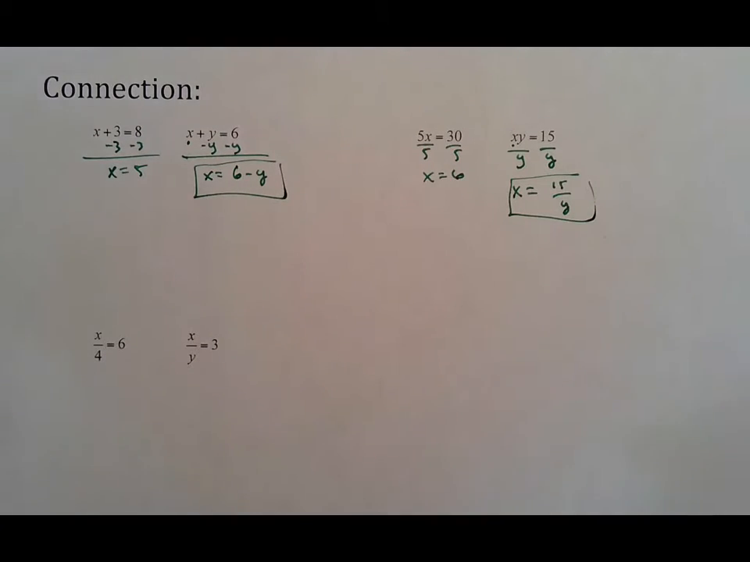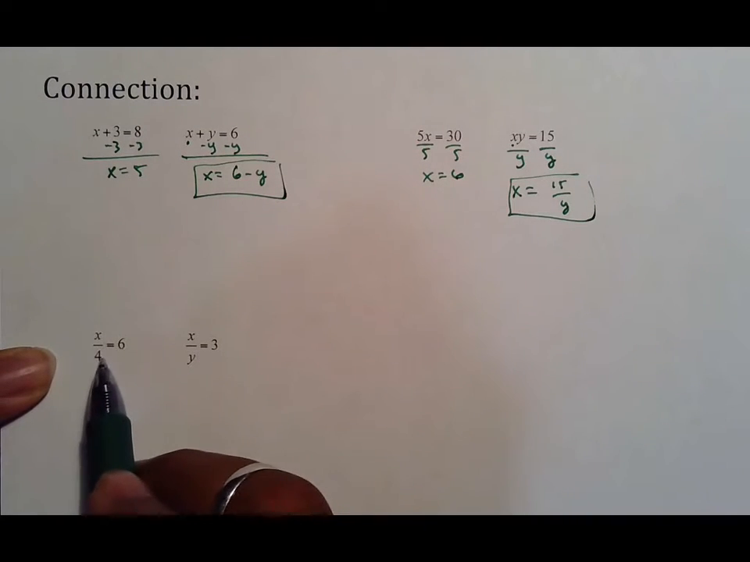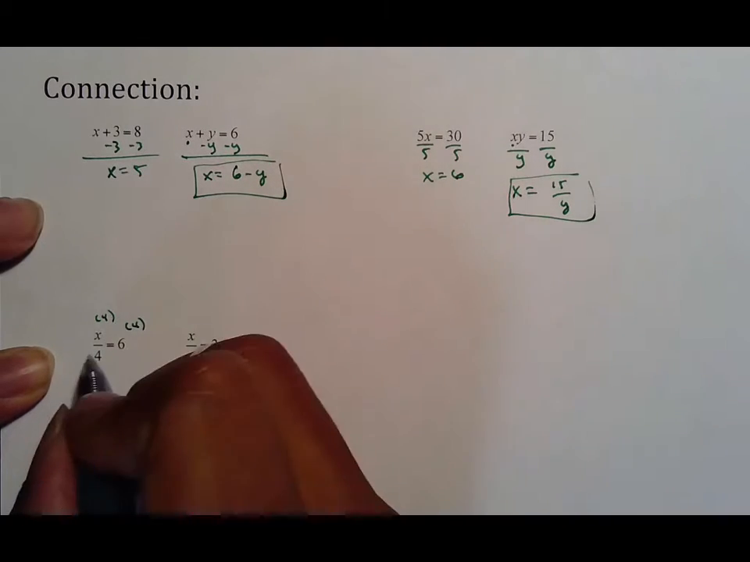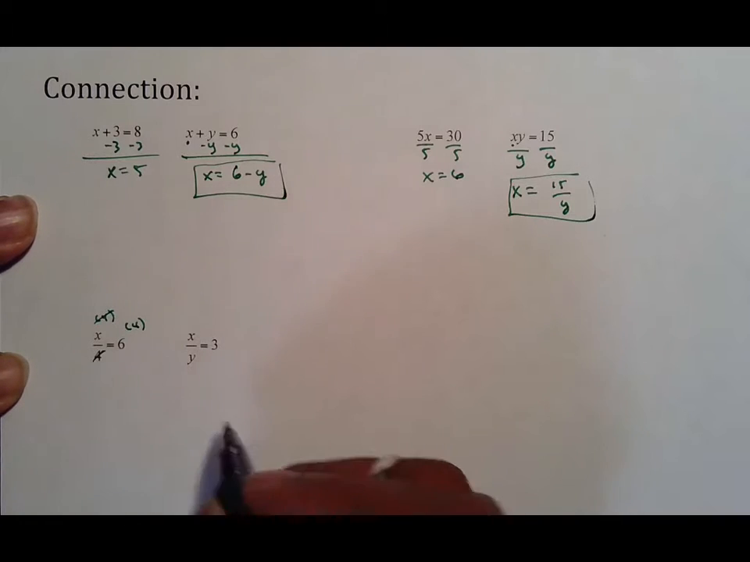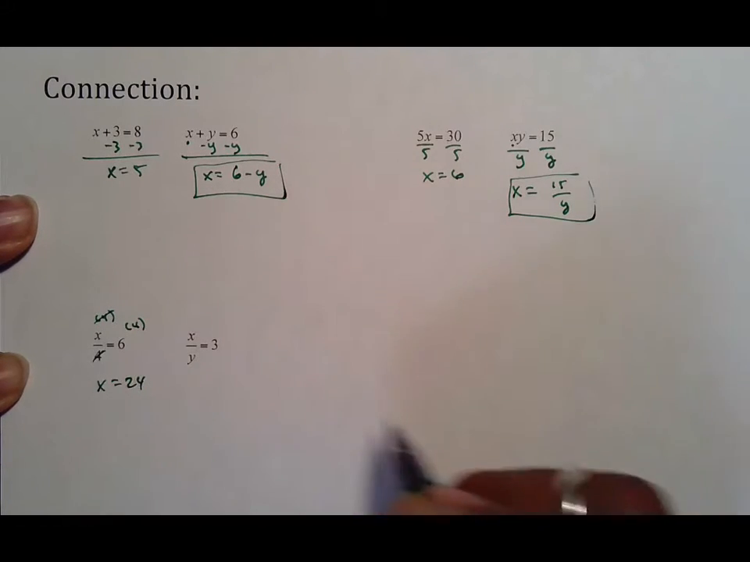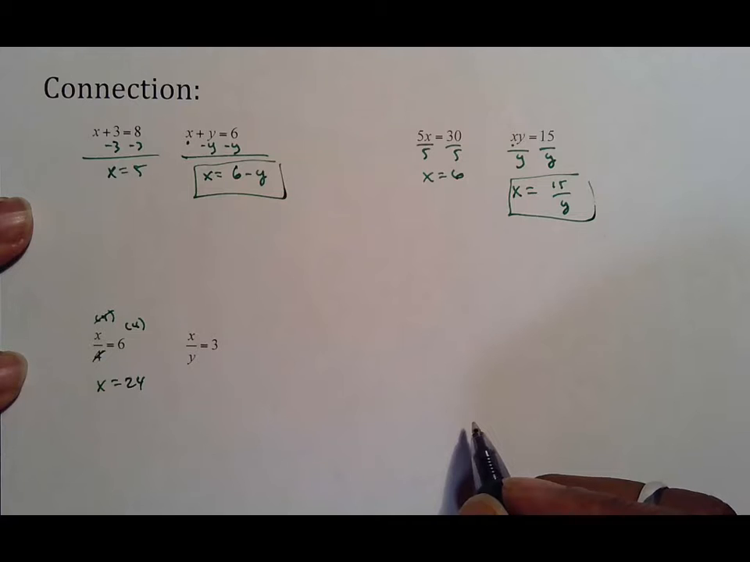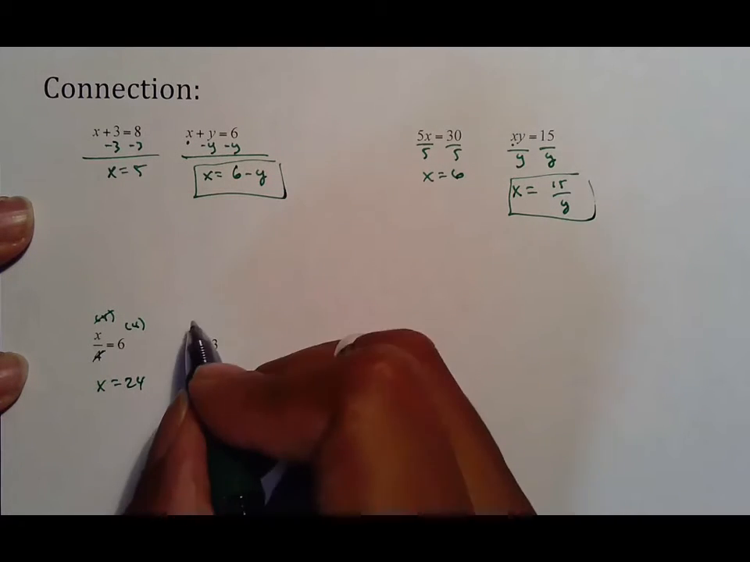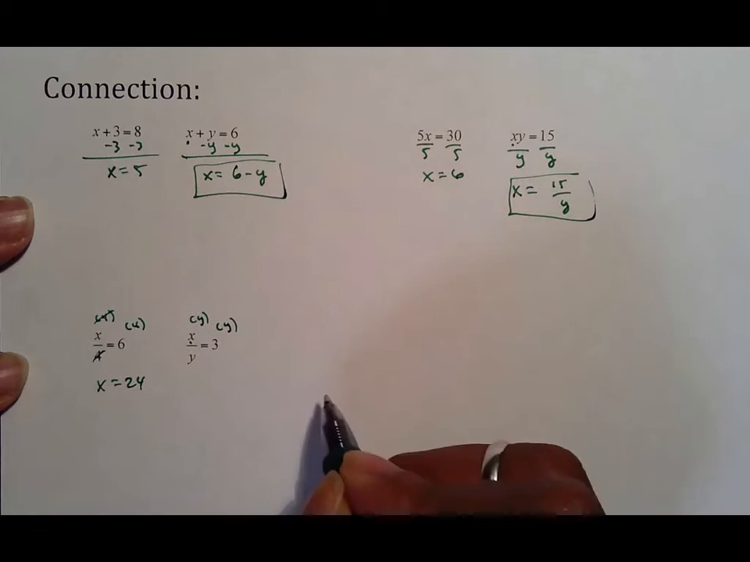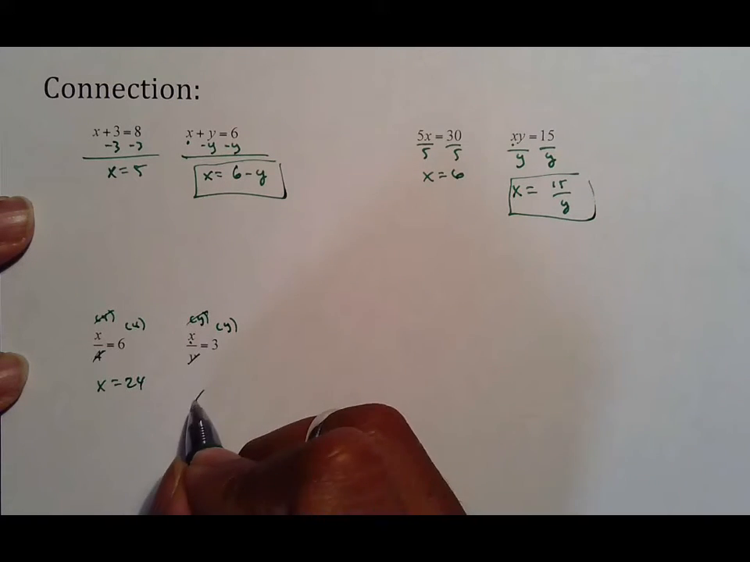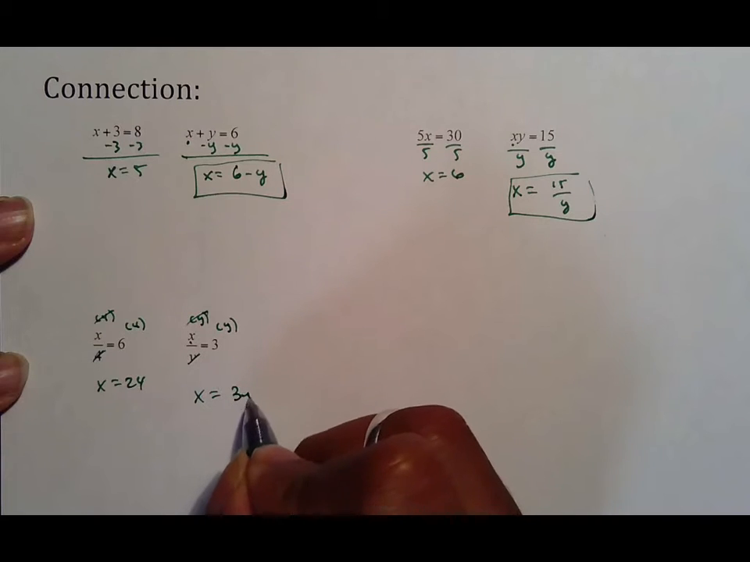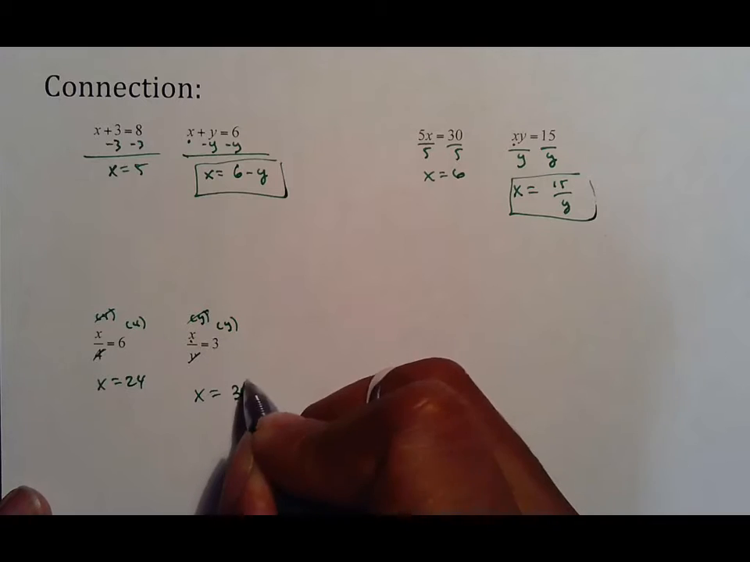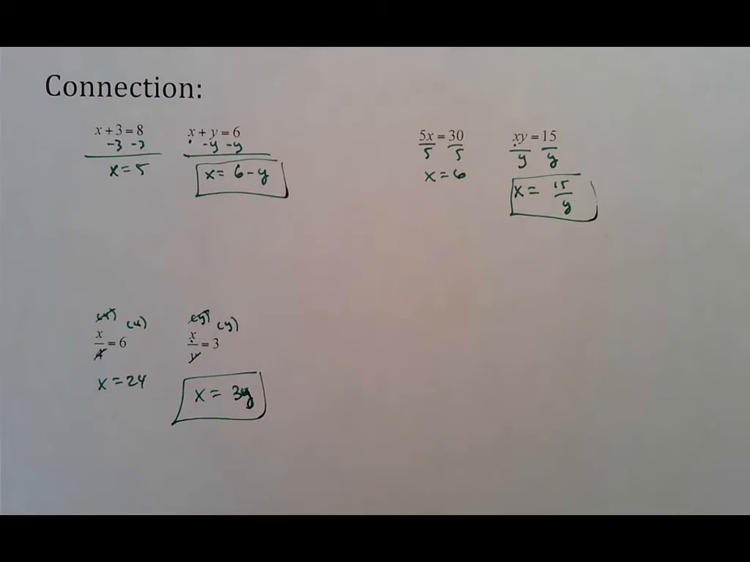And then the last step that we learned is whenever it's x over 4 equals 6 and I want to get rid of this 4, that I multiply by 4. The 4's cancel, as you remember when we got rid of our fractions, and x is 24. Same thing over here. I want x, I do not want y, it's on the bottom, so I get rid of the y by multiplying by y. My y's cancel, x comes down, and 3 times y, as we would officially show this, is 3y.